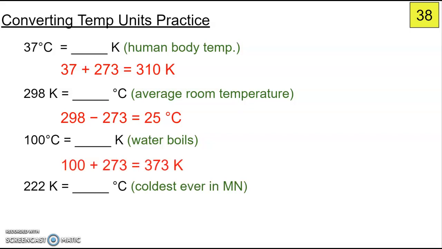Number 3, I'm adding 273 to turn it into Kelvin, and water boils at 100 degrees Celsius or 373 Kelvin. Last but not least, the coldest it's ever been in Minnesota is 222 Kelvin. I subtract 273, and that is negative 51 degrees Celsius. That was in Tower, Minnesota, a teeny tiny town where it's typically pretty darn cold.